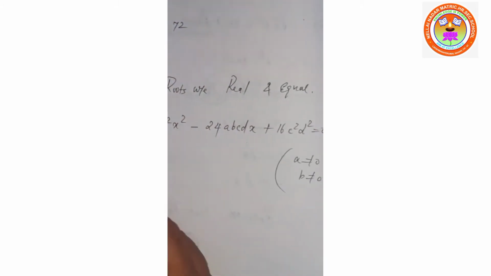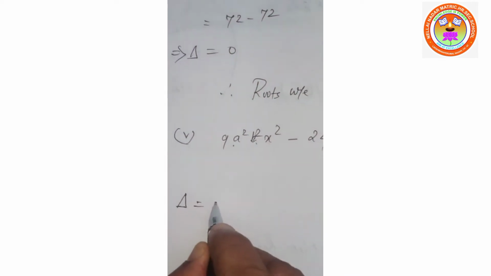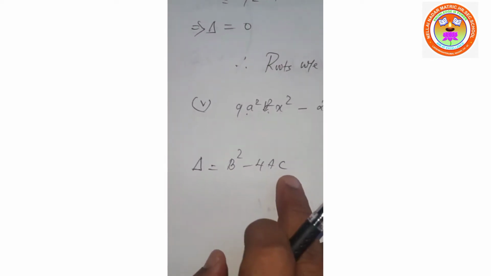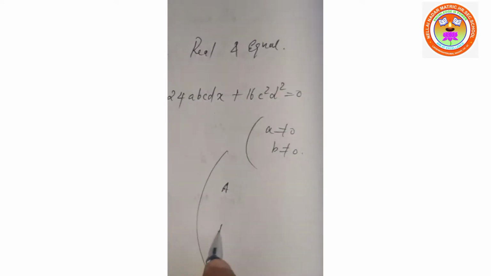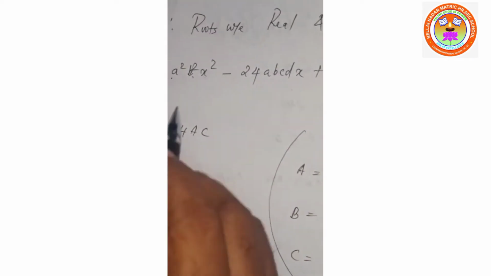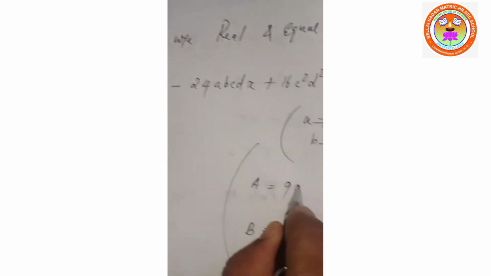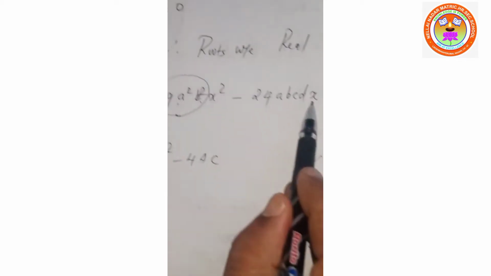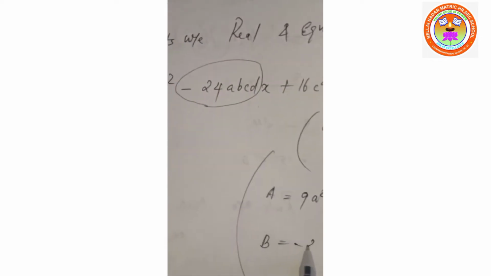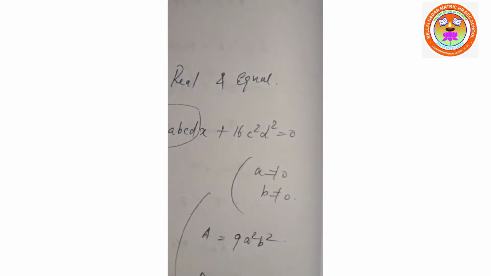So anyway, you can find out delta. In the question itself we have small a, b, c and all. So I write the formula for delta as b squared minus 4ac. Look at that, a, b, c are in capital letters. Instead of small a, b, c, I have taken capital A, B, C. Capital A is the coefficient of x squared, what is here? 9a squared b squared. And B is the coefficient of x including the sign, that is minus 24abcd. And C is the constant term 16c squared d squared.